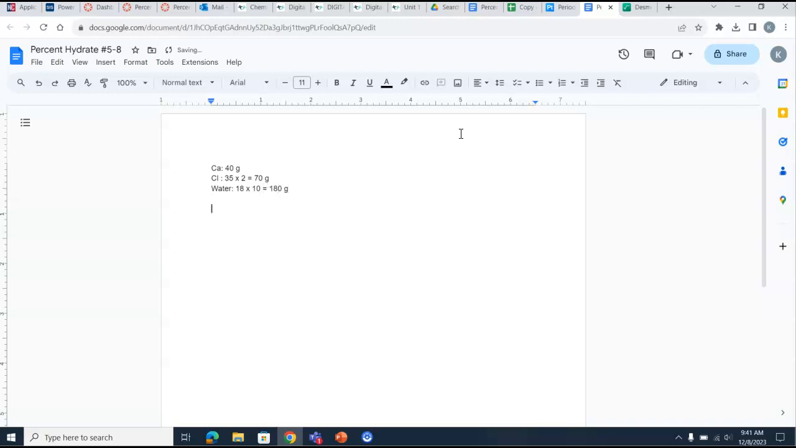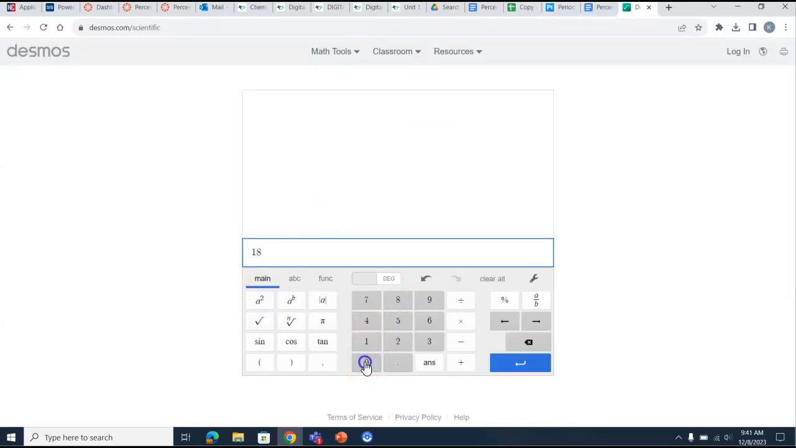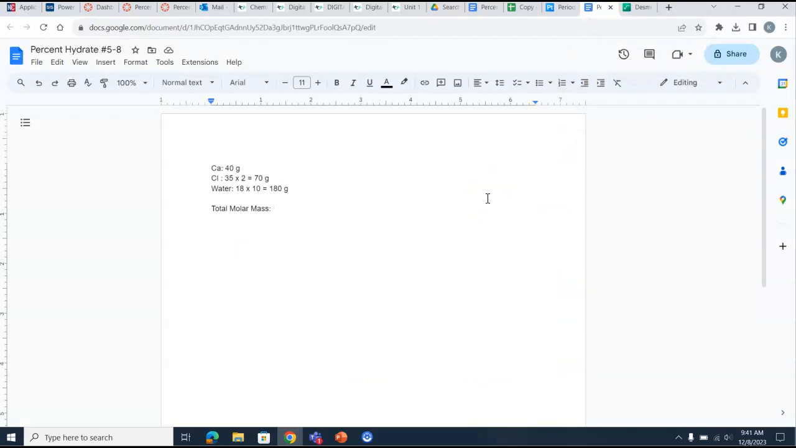But we have to add them all up. So total molar mass is going to be 180 plus 70 plus 40, and that gives me 290. So I will have 290 grams per mole. Now remember, when you're adding, you report to the least number of decimal places in the problem. These are all whole numbers, so there are no decimal places. So the least number of decimal places is 0.